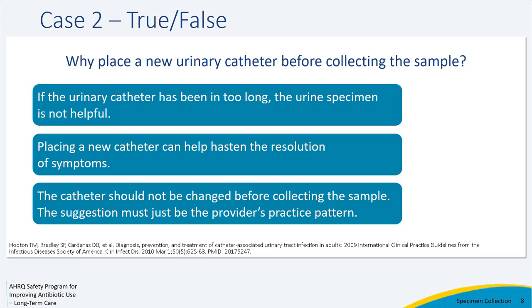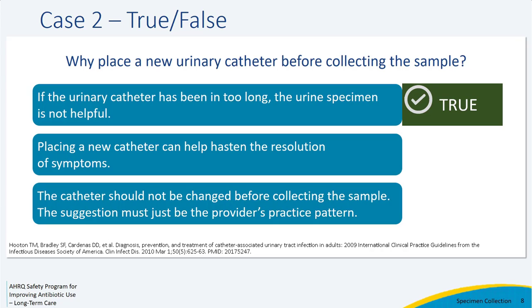Let's go through the possible answers and decide if each is true or false. 1. If the urinary catheter has been in too long, the urine specimen is not helpful. Is this true or false? This is true. The plastic surfaces on the catheter become coated with biofilm soon after placement. This biofilm contains bacteria that may not necessarily be related to the resident's new symptoms. A new catheter should be placed before obtaining the specimen.